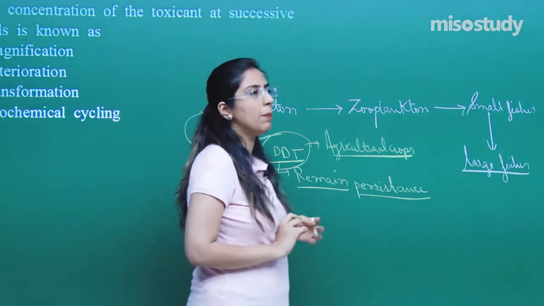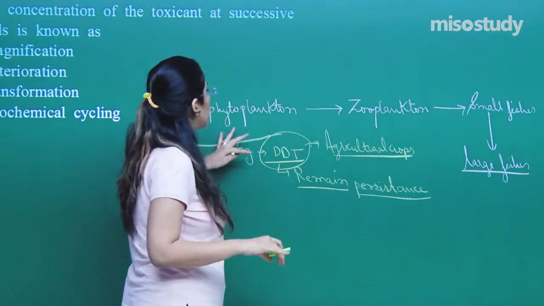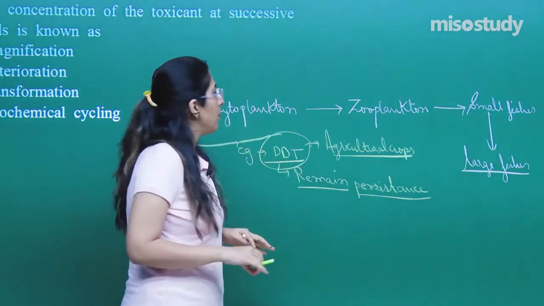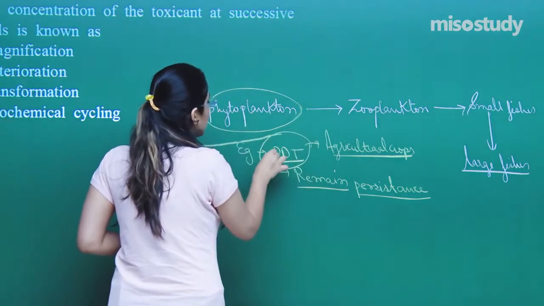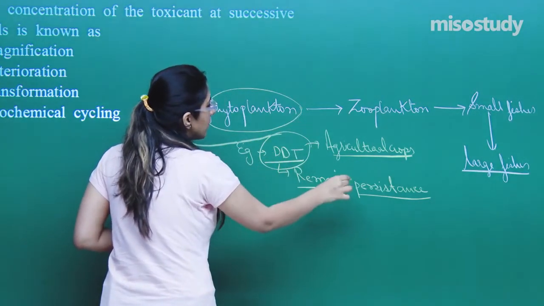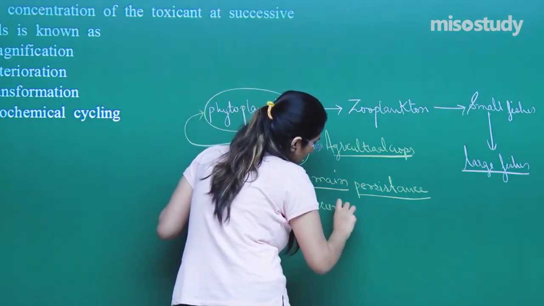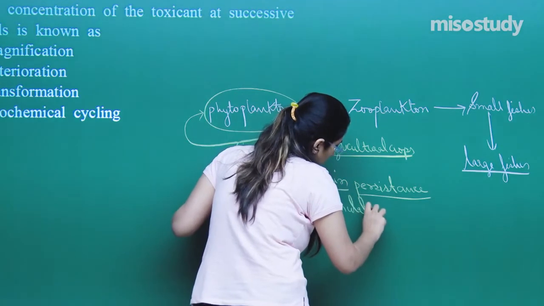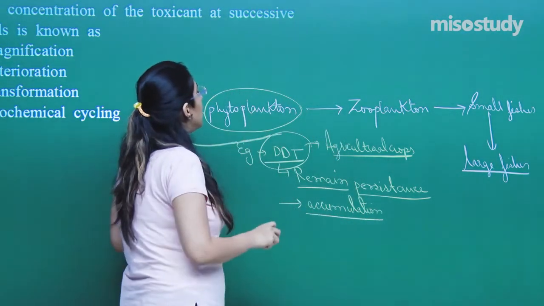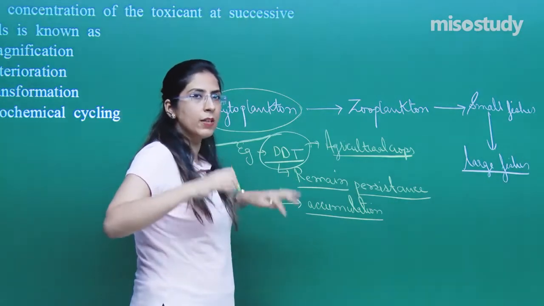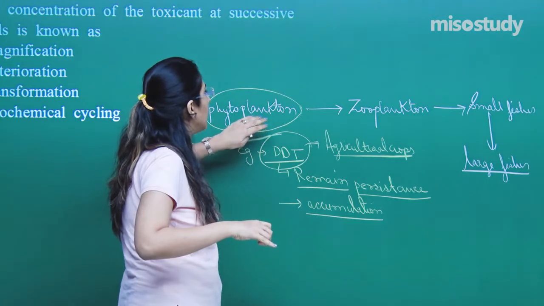As they entered into the pond ecosystem, they are there in the water, and we know that the phytoplanktons are growing in that water. Because the phytoplanktons are there, this DDT has a tendency to remain persistent and a tendency to accumulate within them. That is accumulation. This is a major problem. They remain accumulated in the phytoplankton, within their body.